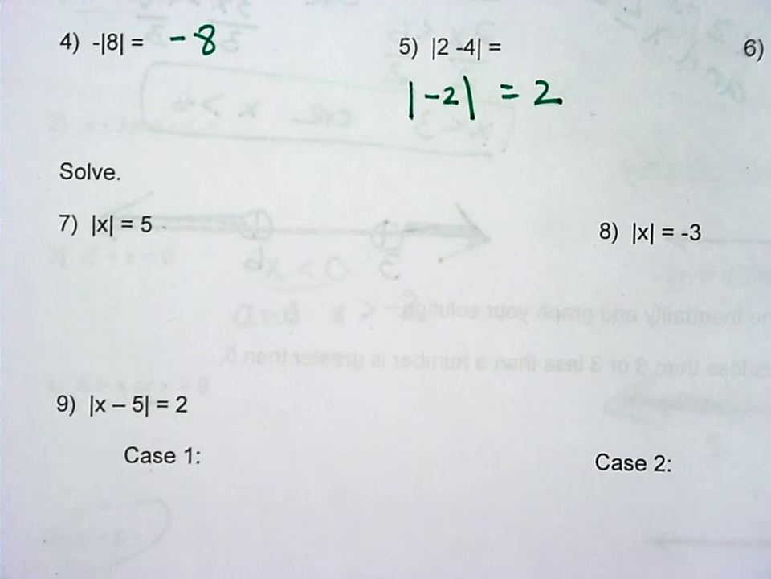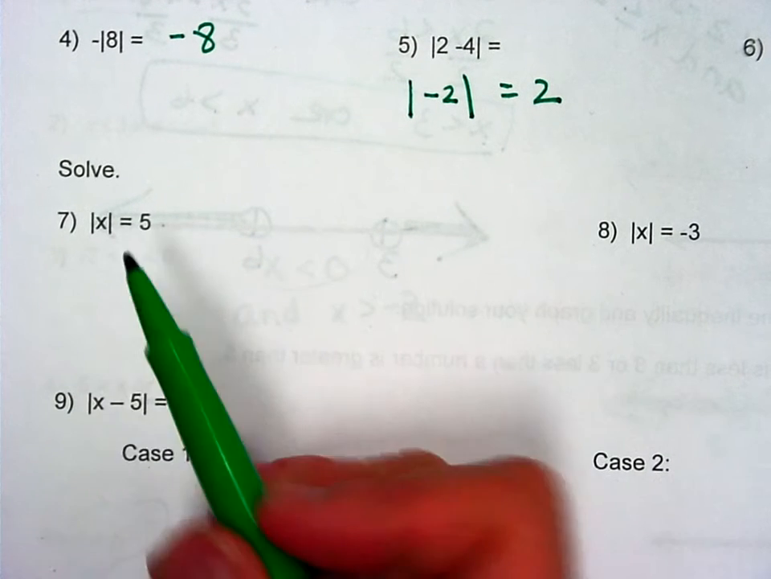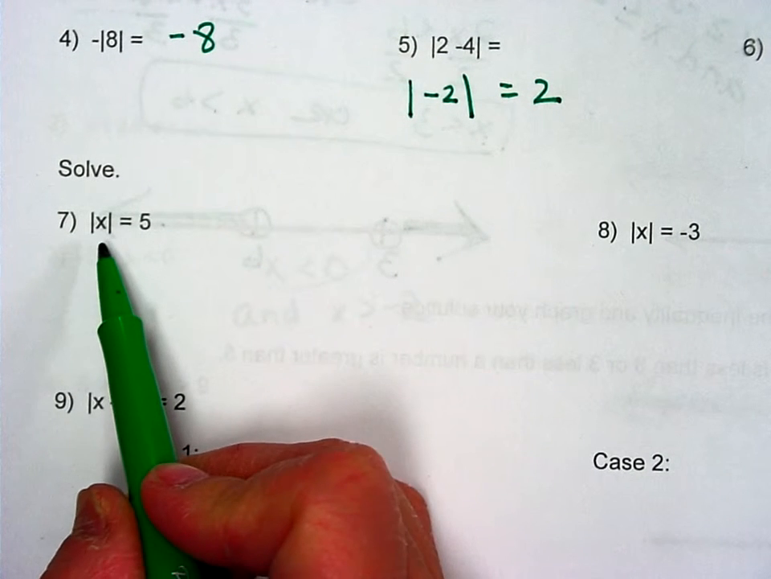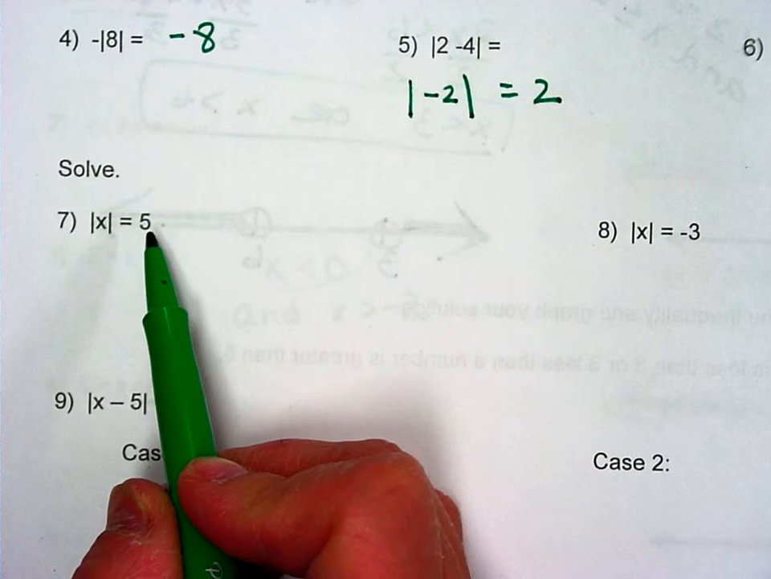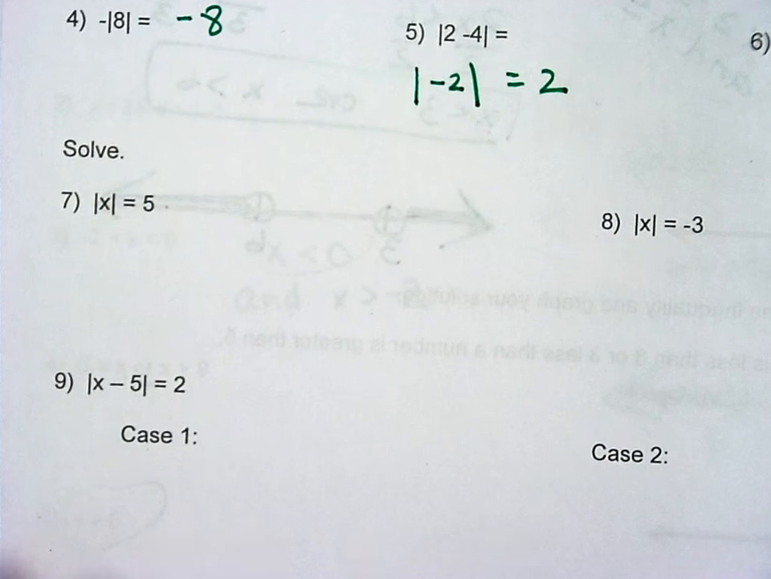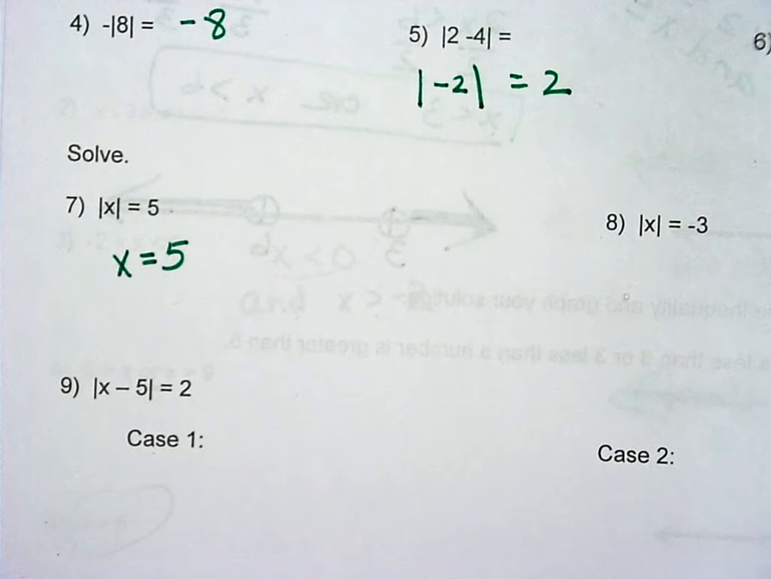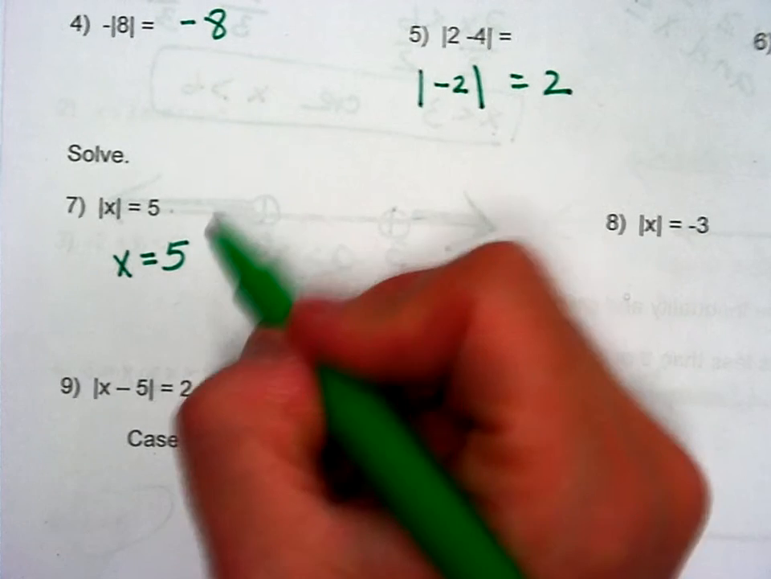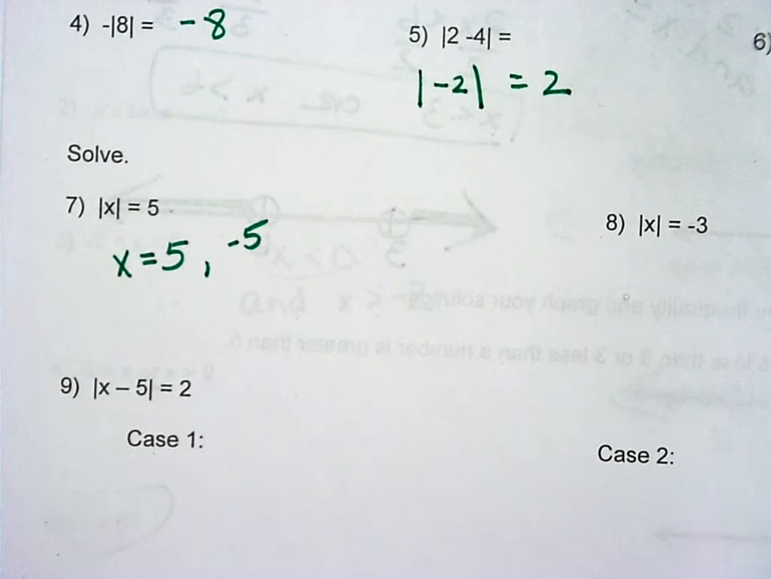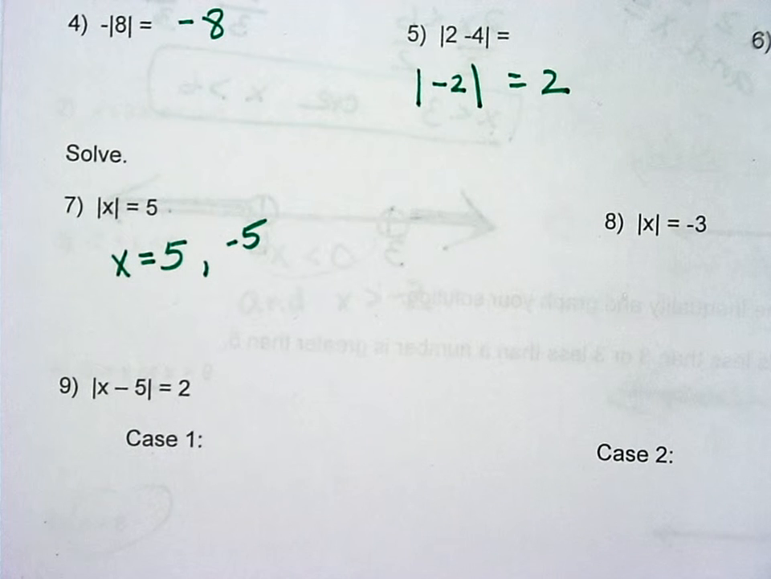Okay, now let's go through and solve some absolute value equations. If I just ask you, there's a number whose absolute value is equal to 5, and you're asked to find that number, the two solutions would be x equals 5, because the absolute value of 5 is 5, and you could also have -5. So notice that for absolute value equations, there are always two solutions, and that will always be the case.